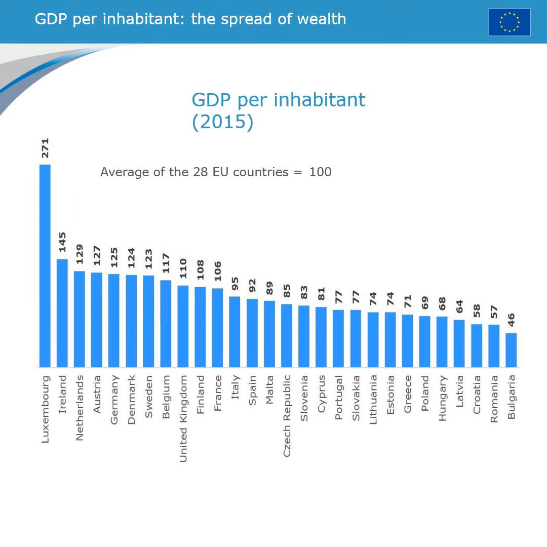Now we come to the spread of wealth. Basically, this is how wealthy are people in a country. And the average of all 28 countries in 2015 is 100. So if you look at the left, Luxembourg, it was one of the smallest countries with the fewest inhabitants, but it is the richest country in Europe by far. It has 2.71 times the wealth per person than other countries. Small country in Central Europe, it has a huge banking industry and people are doing very, very well.